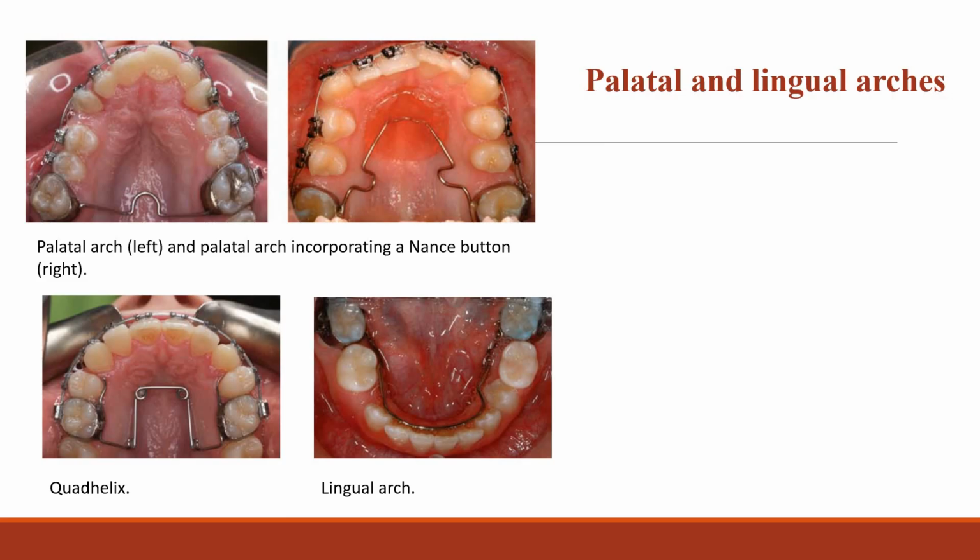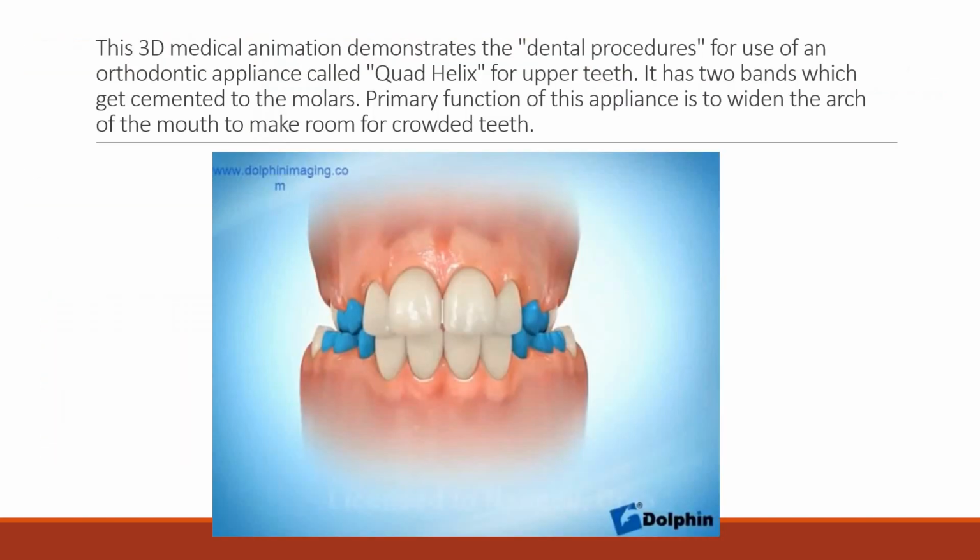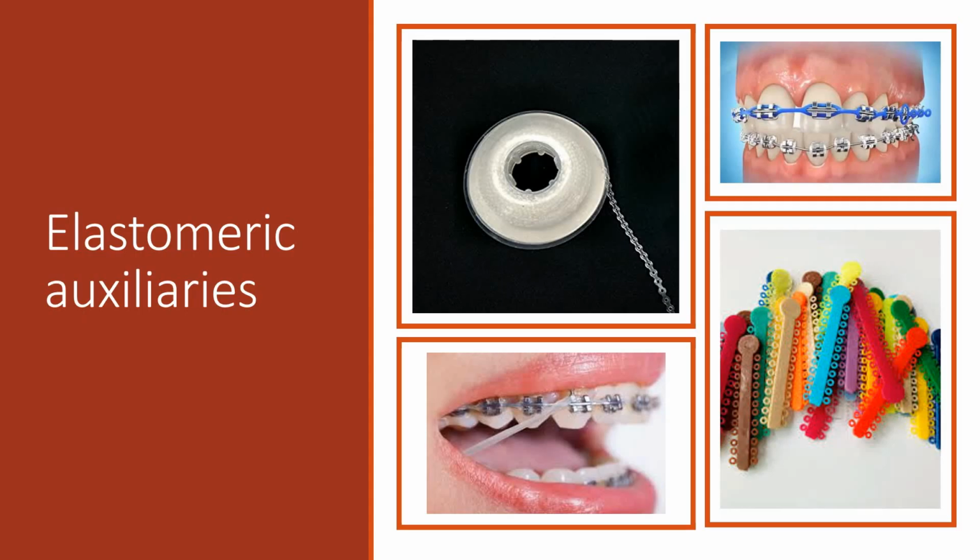A variety of auxiliary components are also required for the successful use of fixed appliances. These include both elastomeric and metallic products. Elastomeric products are commercially available and generally made from latex or polyurethane.